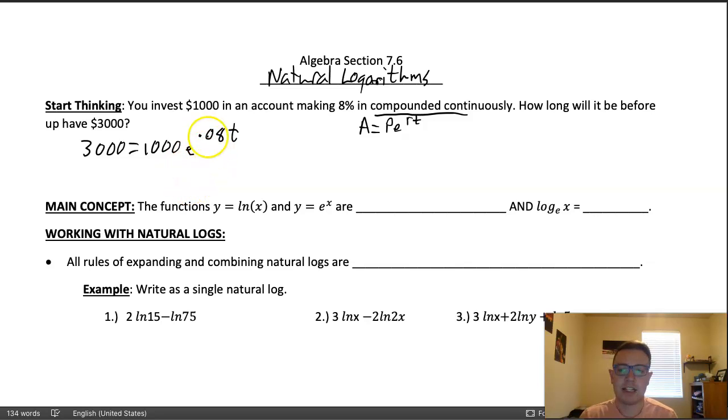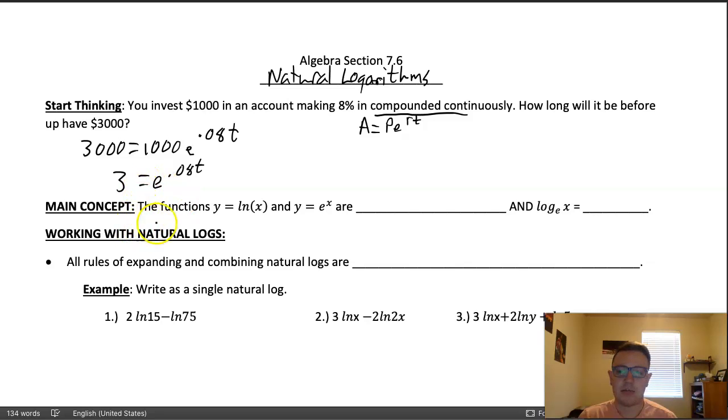Now how do we find out this time that we need? Well, for starters, we need to get this t out, so we could divide by 1,000. We'd get 3 is equal to e to the 0.08 t, but now we need some sort of logarithm base e. And this is where the natural logarithm comes in.